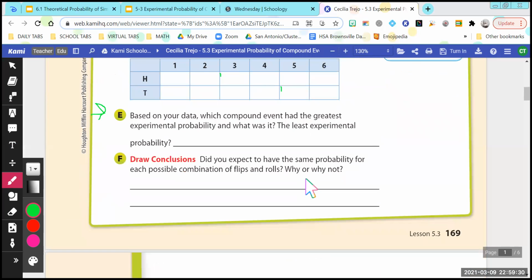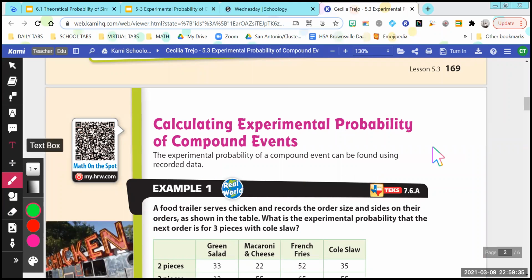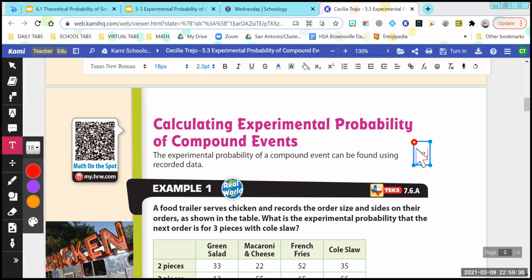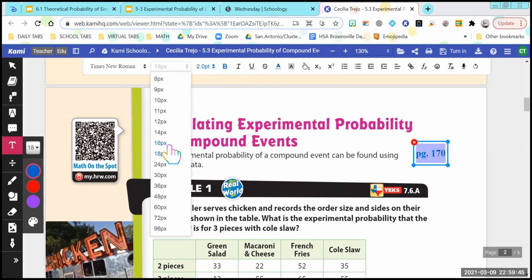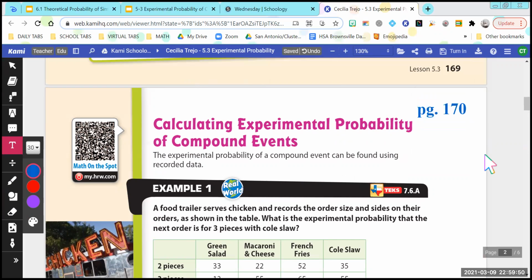I'm gonna scroll down now to the next page. So page 170. For those of us that are visual, I'll type it here. We're gonna be on page 170. Next page over, nothing outrageous. Let me just make it a little bit bigger and bolded. There we go. So this one is example one, and we're gonna be calculating experimental probability of compound events. The experimental probability of a compound event can be found using recorded data.